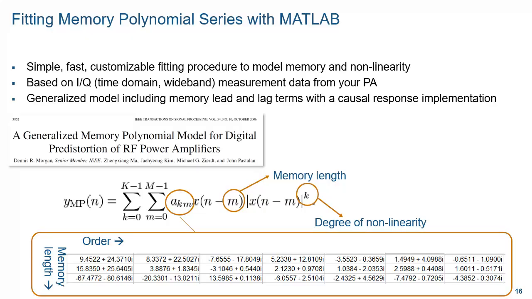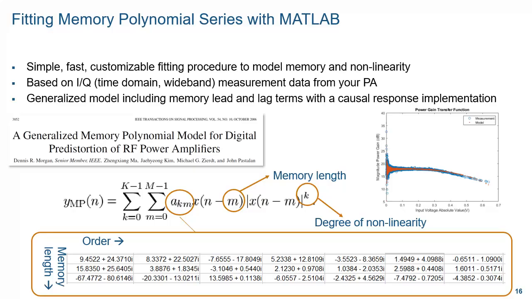Like I was saying before, using I and Q time domain wideband measurement data, you can extract a matrix of complex values that represents the model of the power amplifier. And the model actually reproduces fairly well the behavior of the power amplifier, given that the waveform has a realistic dynamic range, peak to average power ratio, and bandwidth. By the way, in RF Blockset, you also find an extension of the generalized memory polynomial model that also includes lead and lag terms for which a causal implementation is provided.